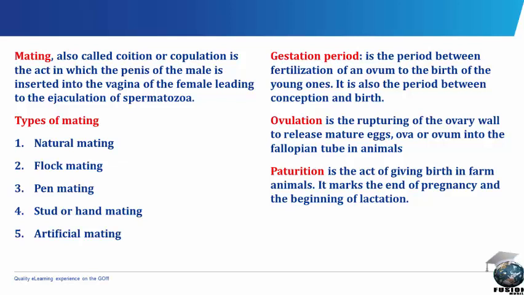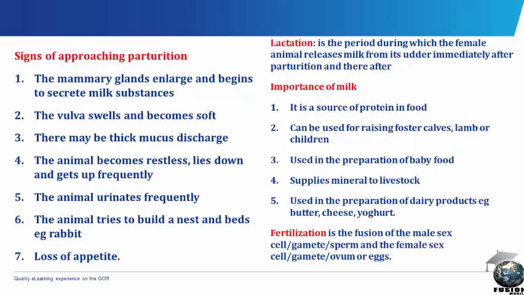Parturition is the act of giving birth in farm animals. It marks the end of pregnancy and the beginning of lactation. Signs of approaching parturition: the mammary glands enlarge and begin to secrete milk substances. The vulva swells and becomes soft. There may be thick mucus discharge. The animal becomes restless, lies down and gets up frequently. The animal urinates frequently. The animal tries to build a nest and beds, example, rabbit. Loss of appetite too is a sign of parturition.